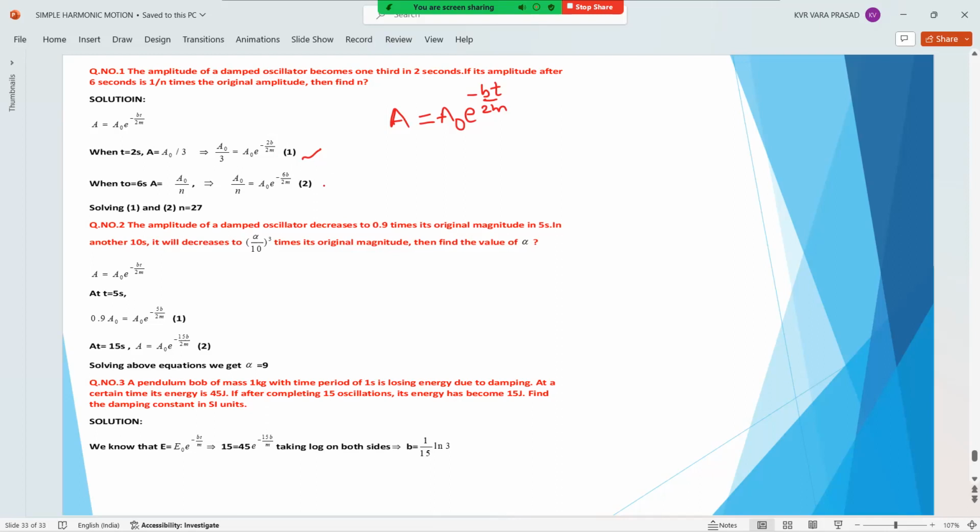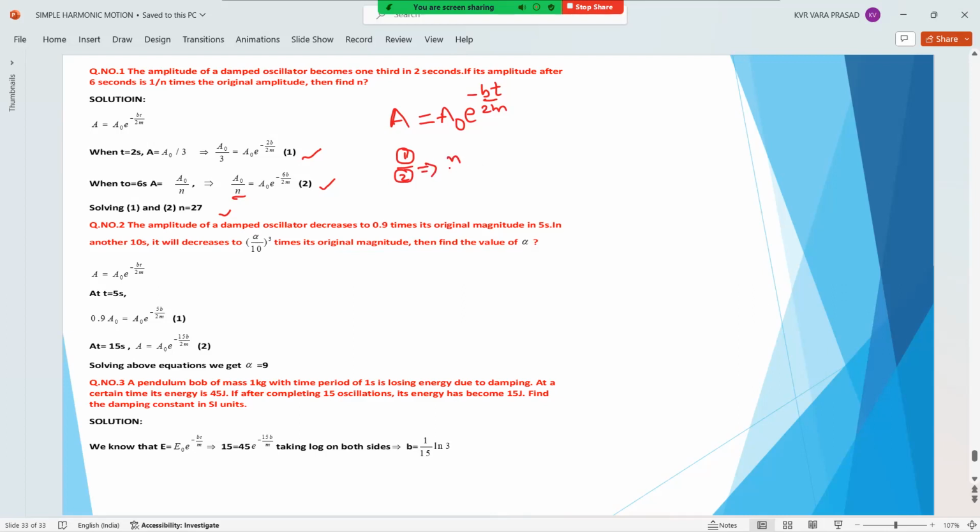Right. Next. When t equal to 6 seconds, given it becomes 1 by n times. So it is A naught by n equal to A naught e power minus 6b by 2m. So solving these two, we are getting n equal to 27. So I will make calculation here. Take here equation 1, equation 1 by equation 2. Then see what we get.